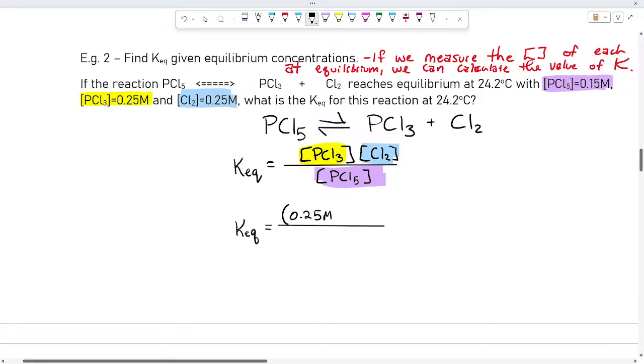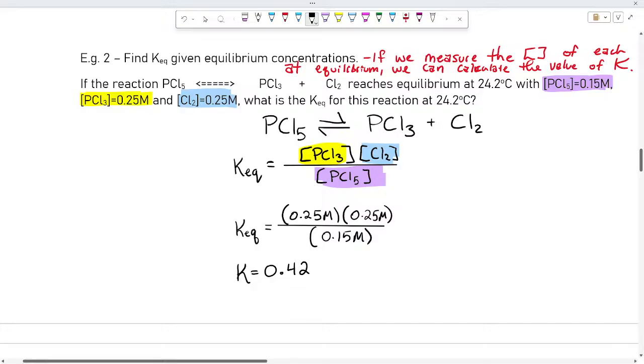0.25 molar times 0.25 molar divided by 0.15 molar. So I don't know. This is going to be 0.0625, and then multiply that by, God, I don't even know. What is this? 0.4. What is it? 0.416, so rounded off to 0.42. Yeah, very good. Okay, so 0.416 will round to 0.42.